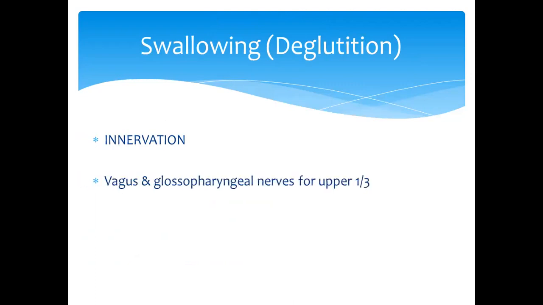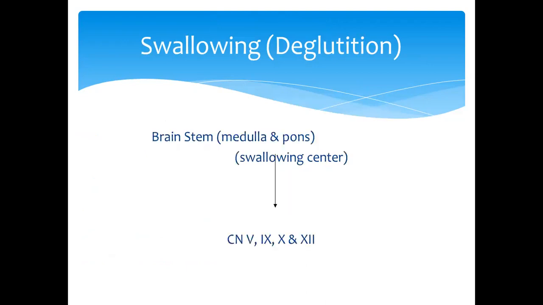Innervation of swallowing is by the vagus and glossopharyngeal nerves for the upper one third, and the vagus nerve innervates the lower two thirds. There is innervation from the brain stem, the medulla and pons. The swallowing center is located in the medulla and pons.